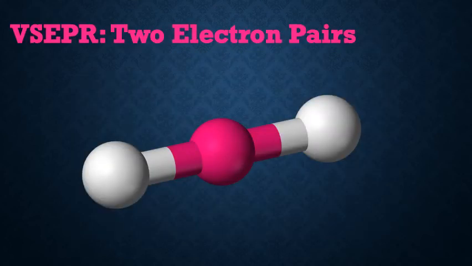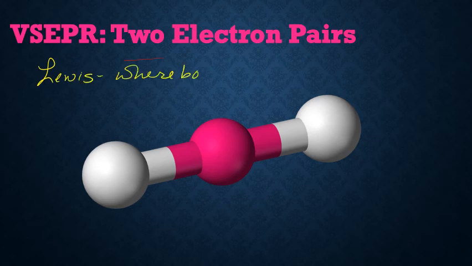VSEPR is where we really start looking at what the molecule looks like. Lewis dot structures do not give us any clue about the molecule's shape at all. The shape is what determines the polarity of the molecule and its behavior, and Lewis structures do not do that. All Lewis does is tell us where the lone pairs are and where the bonds are. So let's put that down. Lewis shows only where the bonds are and where the lone pairs are. It does not do the shape of the molecule.